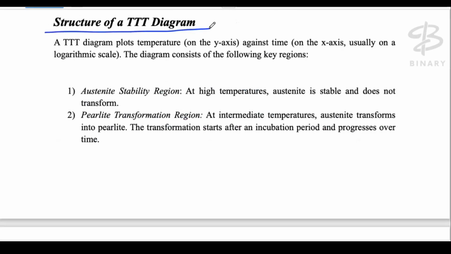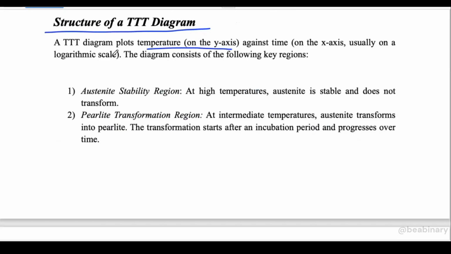Structure of the TT diagram. A TT diagram plots temperature on a y-axis. We are going into the detail of how a TT diagram is drawn, what its significance is, and what we can understand from the diagram that I have shown above.